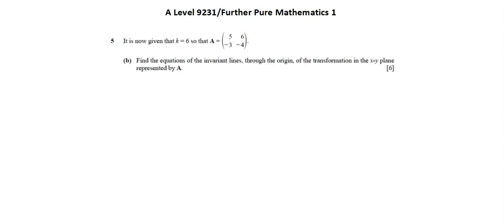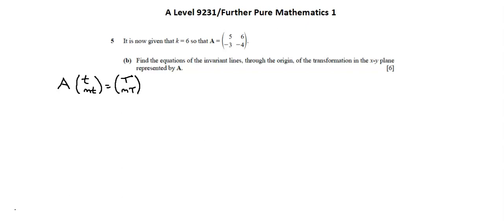It is now given that K equals 6, so that A equals 5, 6, -3, -4. Requirement B, find the equations of the invariant lines through the origin of the transformation in the xy plane represented by A. To find the invariant lines, I'm going to multiply the 2 by 2 matrix that I'm working with times the 2 by 1 matrix of t, mt, to produce the 2 by 1 matrix of big T, m, big T.